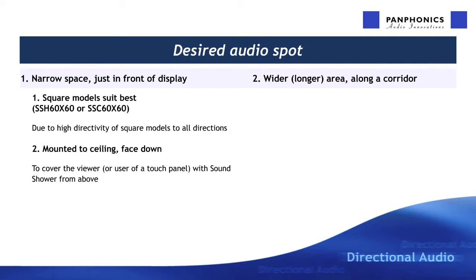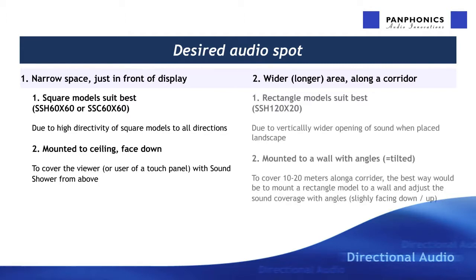For a very narrow spot, the most suitable installation would be mounting a square speaker panel to the ceiling facing down to cover the head of the targeted audience, typically a person standing in front of a screen. For the other type, narrow but long sound coverage, rectangle models are suitable, and how far the sound is carried can easily be adjusted with the angle when placed vertically against the floor in landscape mode. You will see a few examples in the last section of this video.